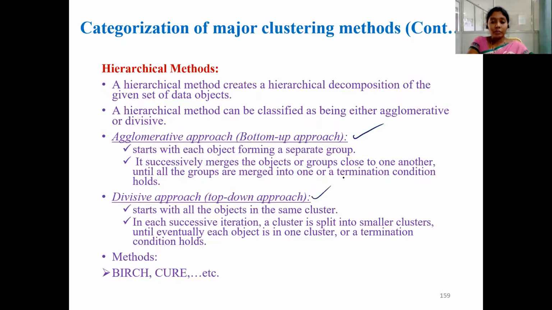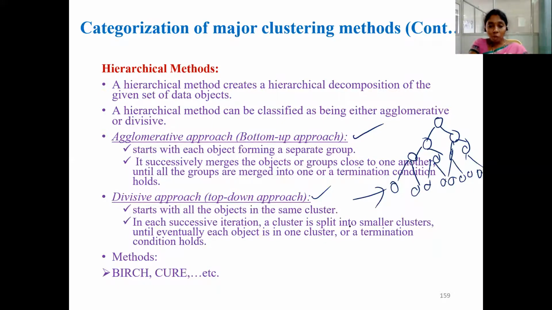In the bottom up approach, imagine a tree, because we are doing some hierarchical decomposition of the data. Suppose this is our initial data. Here each circle, that is each leaf node, represents a data object or a record. How many records are we having in this data set? Totally 8 records.